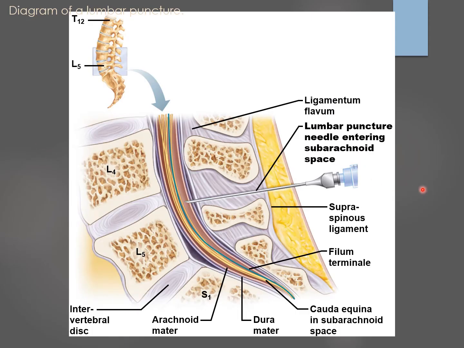If we were to do a lumbar puncture or tap, that puncture needle goes into this space down here between L4 and L5. Remember, in this area, we do not have spinal cord, and so we do not take a chance of injuring the spinal cord.